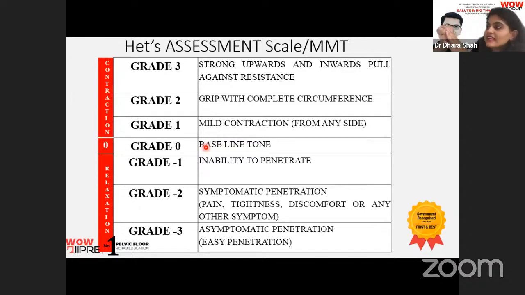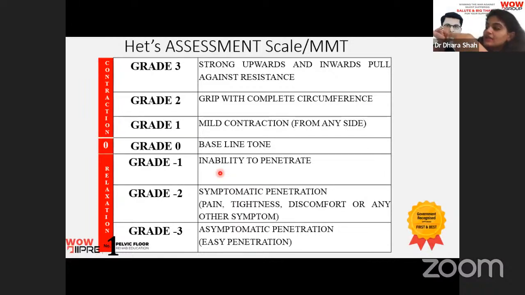So 0 is the baseline tone. When you are going for a transvaginal examination of the pelvic floor muscles, if the patient is not allowing you to penetrate, there is pain, tightness, discomfort, then it is -1, inability to penetrate. -2 is symptomatic penetration. Penetration is there, but with symptoms of pain, tightness or discomfort. And -3 is an asymptomatic relaxation. When you ask the patient to relax, she relaxes and you can go in and out. So that is -3, an easy penetration.